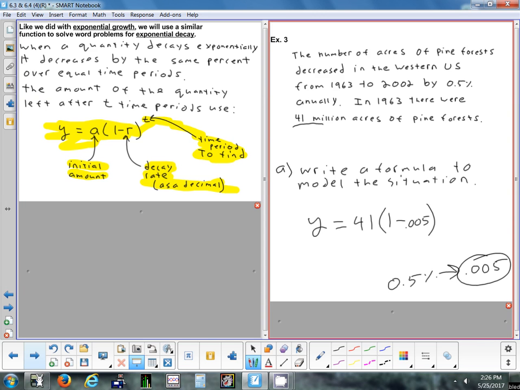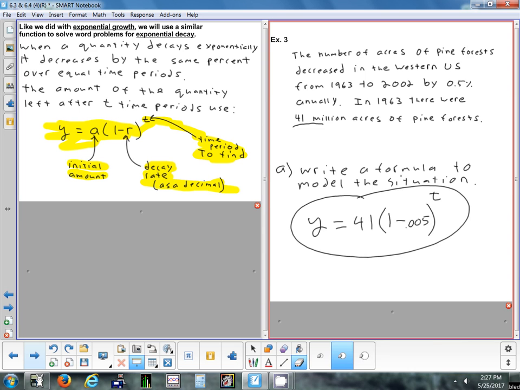I need one more thing. I need t. Where's t going to go? It's going to go as my exponent. Do I fill anything in for t? Do I know how many years have gone by? Did they say, find out how much forest would be left after 7 years? No. So for now, that's all I do.